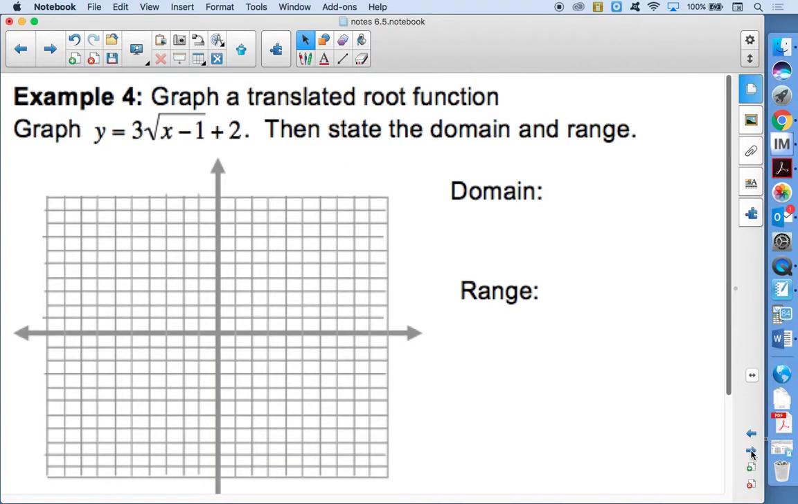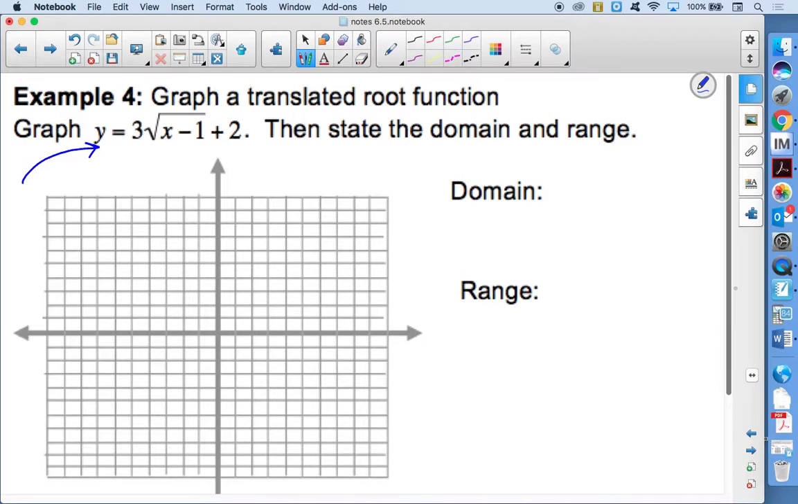The first one starts with the square root, and then the second one is the cube root. But you see that there's a number in front, so there's a 3. And then we have the square root of x minus 1, and then we have a plus 2. So before we graph it, just think square root: my graph should be a hook graph that's curving to the right. So that's what it should look like.